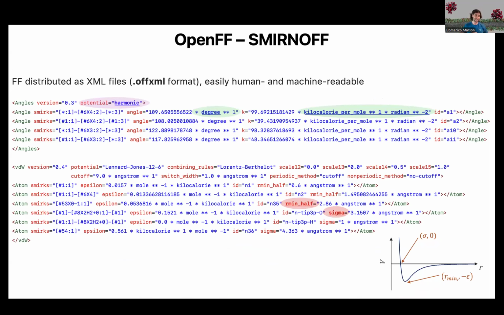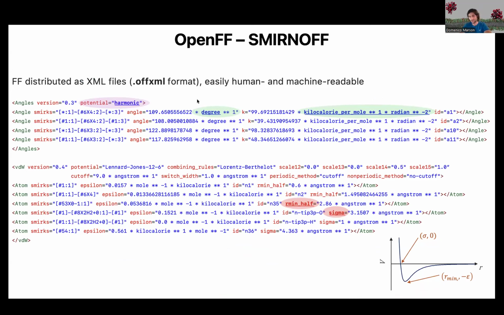In the OpenFF force field, the force field is distributed as an XML file. So it's a standard file format, which is easily human and machine readable, which is a nice thing. And you can add many different tags in this XML file. And so in this file, you have everything explicit.